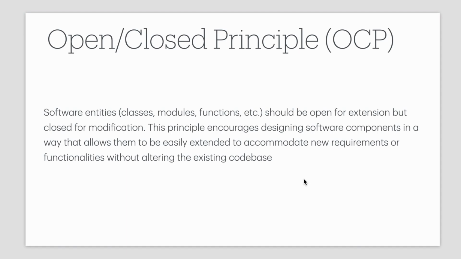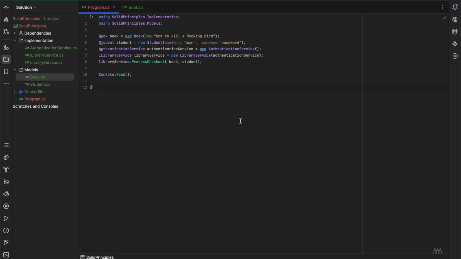The open closed principle encourages that we design our software components in a way that if a new requirement comes into the picture, we can extend our code base to accommodate the requirement without altering or modifying the existing functionality or the code. So that's OCP. Let's do the hands-on for better understanding. We would be following the same example that we did in the last video for the single responsibility principle. This is our last example.